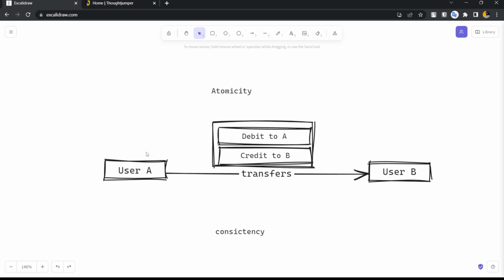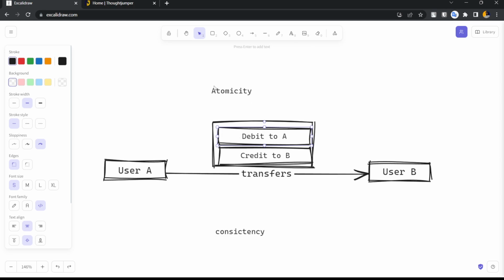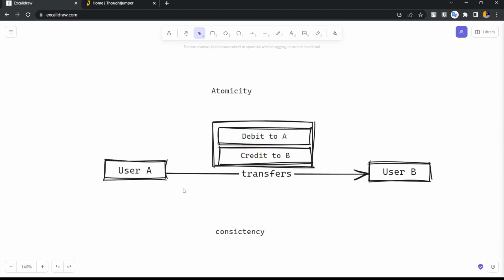For example, let's assume user A wants to transfer money to user B's account. In that case, two things will happen. First, the money will get debited from user A's account, and then it will be credited to user B's account. If any of that fails, let's say the debit from A is successful, but when it comes to the second operation, crediting into B's account, it didn't happen due to some technical error. In that case, you have to roll back all the changes, even this one and even this one. So that's what atomicity means.